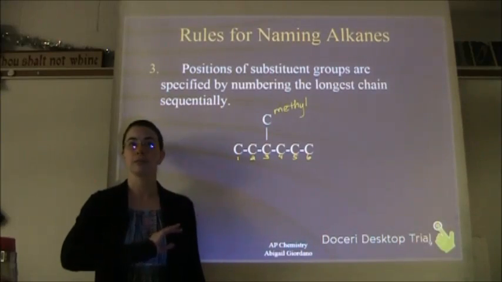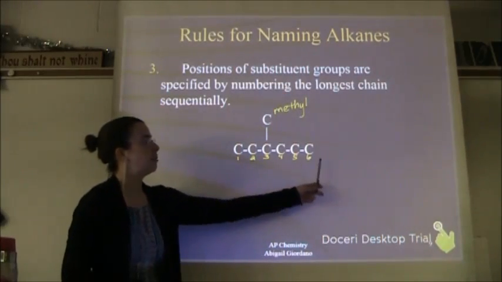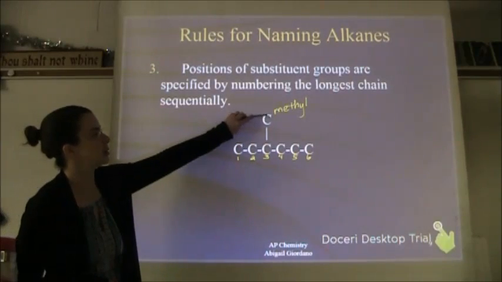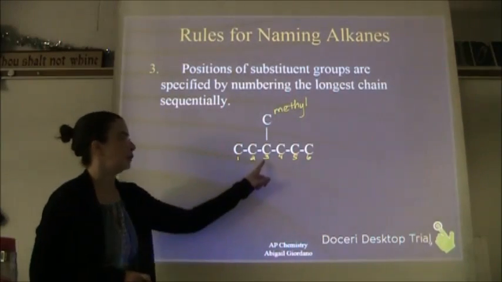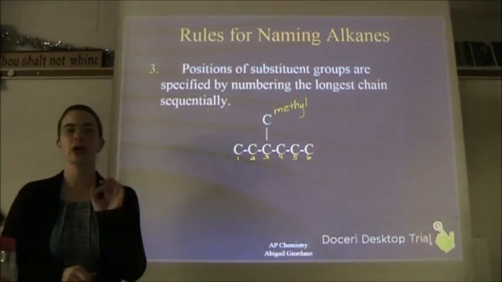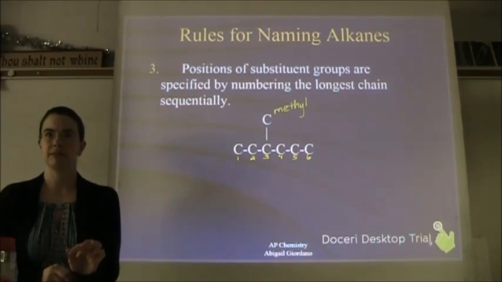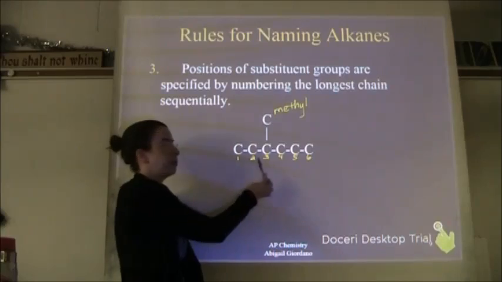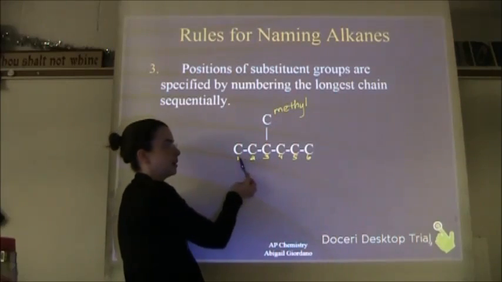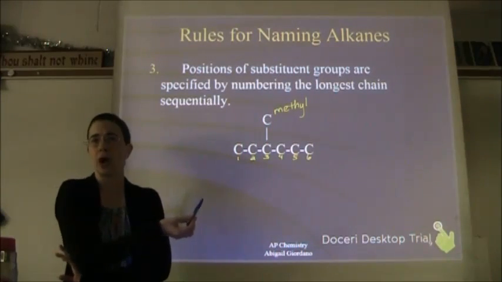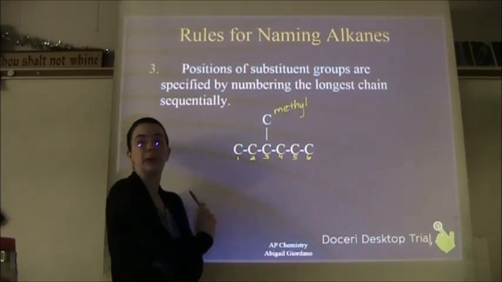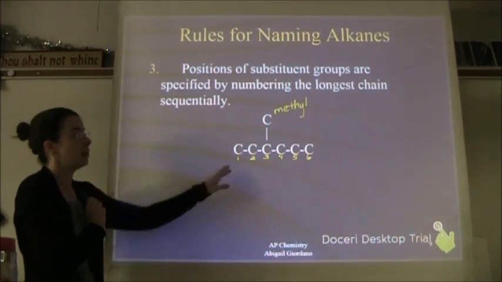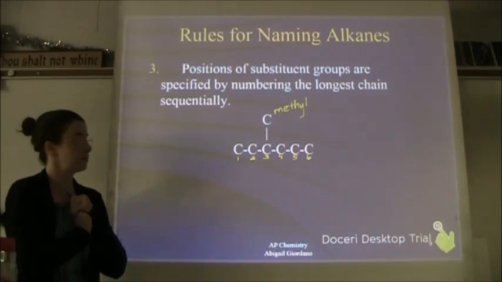No, you don't. How do you know whether to number from left to right or right to left? Here's how you know. You want to number in whatever direction is going to put that substituent on the lowest number carbon you can get. If I numbered from right to left, guys, which carbon would this be on? It would be on carbon number 4. Well, having it on 3 is better. So in this particular situation, I'm going to number it from left to right.